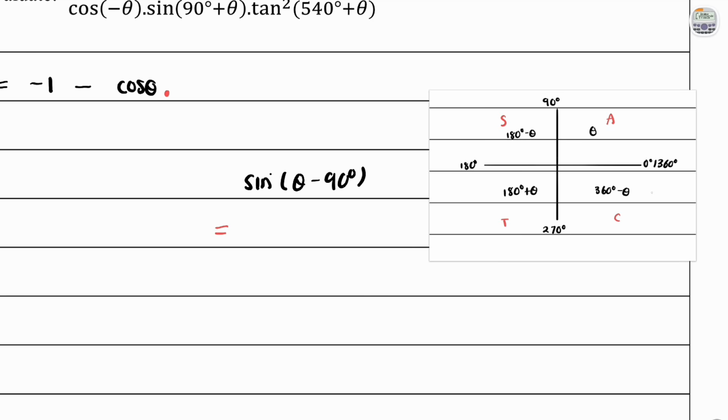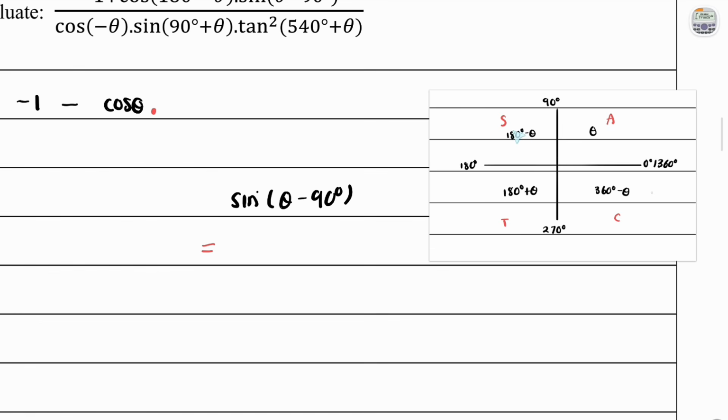If the angle is negative, you'll notice that your angles are usually positive: 180 degrees minus theta, 180 degrees plus theta. The angles are usually positive. So we're going to add 360 degrees to that negative angle. When you add 360 degrees to negative 90 degrees, we get 270 degrees. So now we have sine of 270 degrees plus theta.